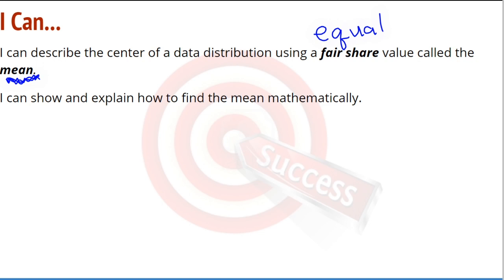So that concludes Module 6, Lesson 6. Finding the fair share value known as the mean. So make sure that you know what you're doing, work on your problem sets, ask your teachers if you need help.